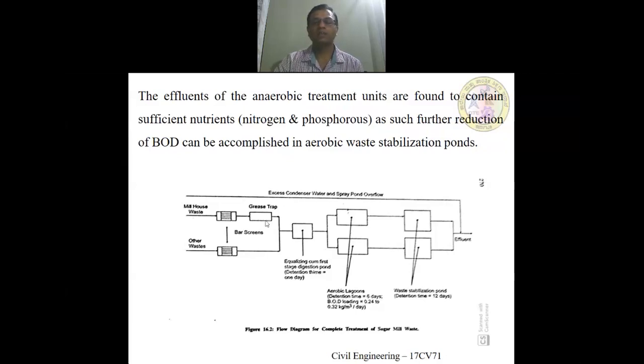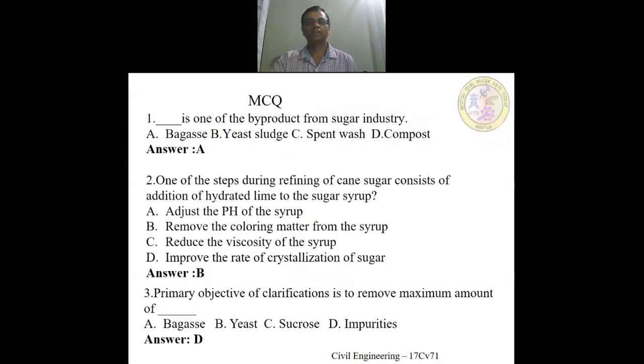So importantly, in sugarcane industry wastewater, mainly we come out with physical process removal and secondary biological treatment. In biological treatment, here we go for aerated lagoons and waste stabilization ponds. This is the procedure we are going to follow to treat this wastewater.